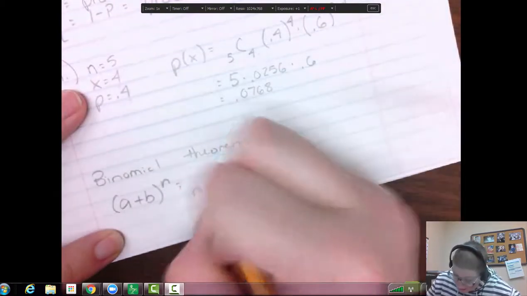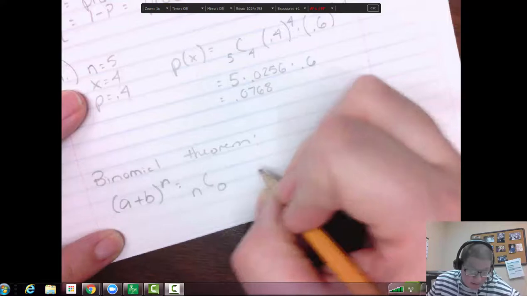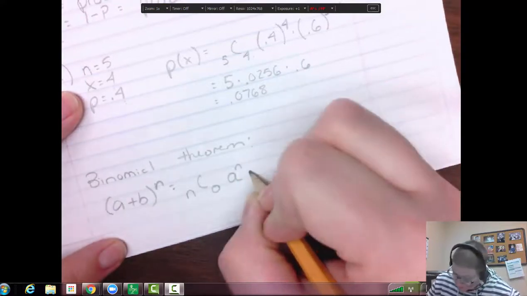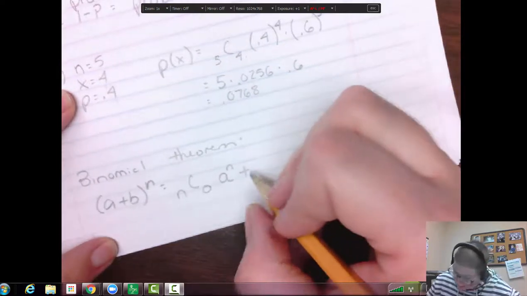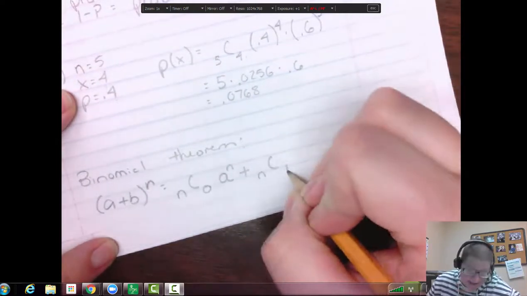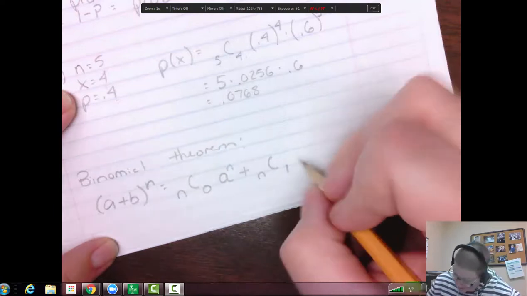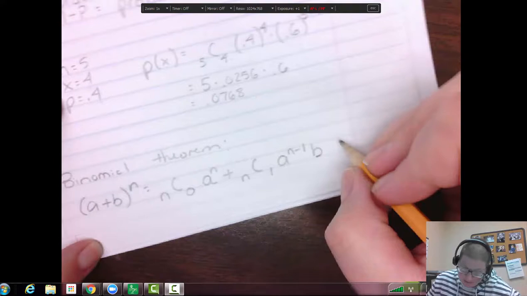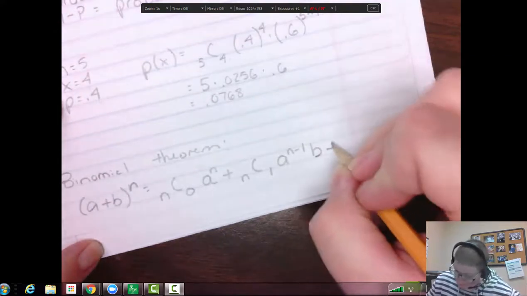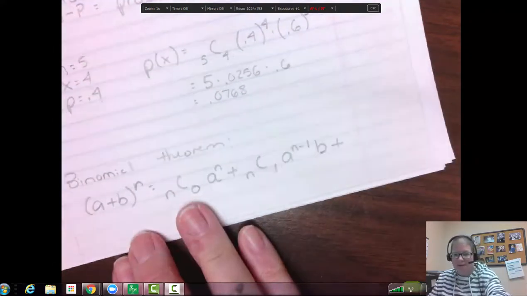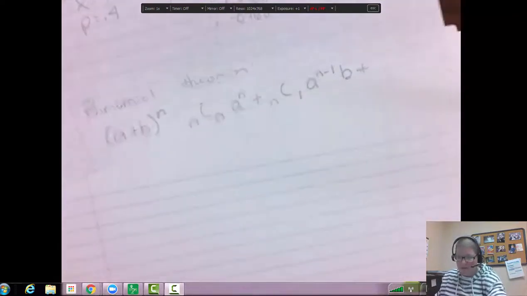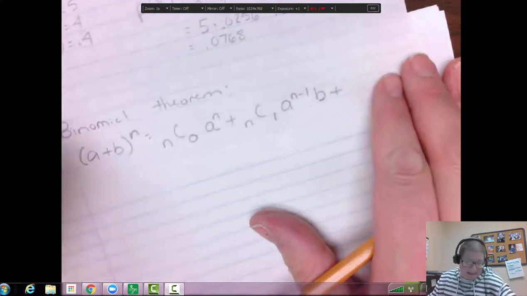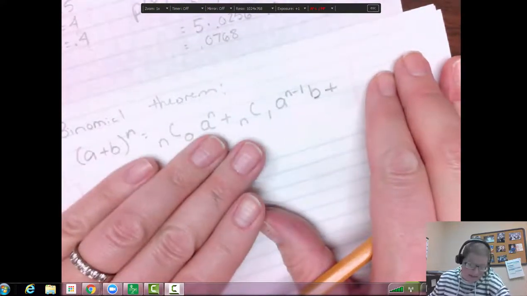You'd say n choose 0 of a, that's the first thing, to the n, plus n choose 1 of a to the n minus 1 b, plus, I'm going to run out of room on this paper, so let me scroll this paper down. So then the next one would be, can I fit it on the end there? I think I can, n minus 1.